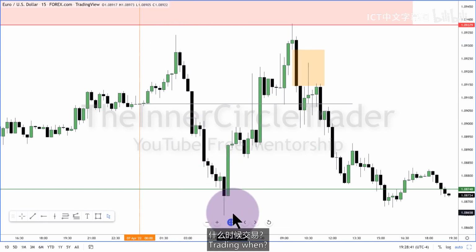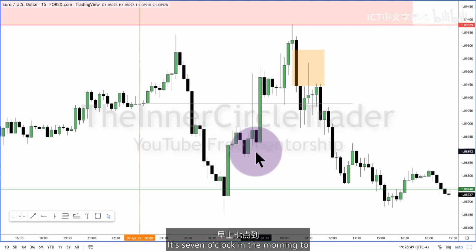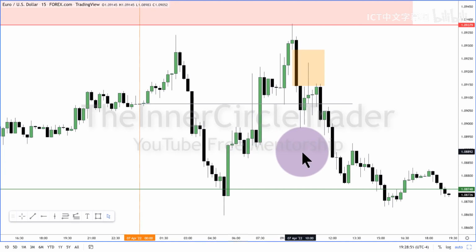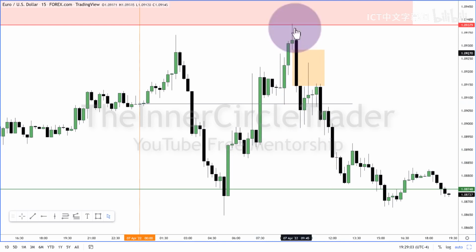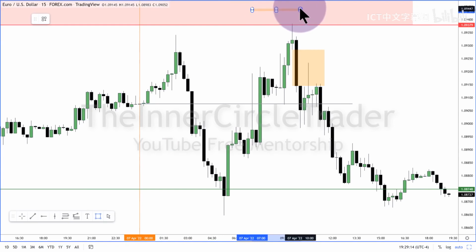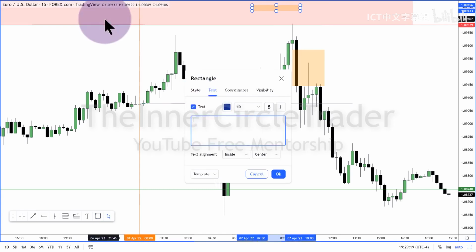So what's the model teach? Trading when? The New York session. So we're trading the New York session. In Forex, it's 7 o'clock in the morning to 10 o'clock in the morning. So we're looking for a setup that would be formed within that time frame. Now, you can create kill zone windows, annotations on your chart. There's lots of ways I've done this over the years. You can do it whatever way you want to do it.